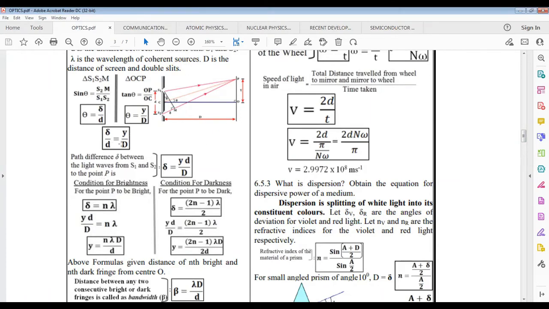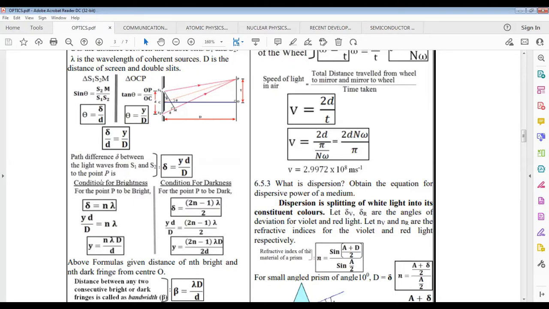So delta by d is equal to y by D, where delta is the path difference, small d is the distance between the two slits, and capital D is the distance between the screen and the slits. And y is the distance of the fringe from the center. Sometimes it may be a bright fringe or a dark fringe. So the condition for bright fringe as well as dark fringe: for a bright fringe, the path difference should be equal to integral multiples of lambda, n lambda. For a dark fringe, the path difference should be equal to (2n minus 1) lambda by 2.